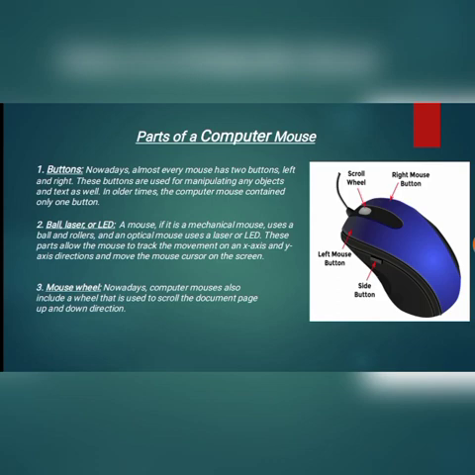In older times, the mouse contained only one button, ball, laser or LED. A mechanical mouse uses a ball and rollers, and an optical mouse uses laser or LED. These parts allow the mouse to track the movement on the x-axis and y-axis directions and move the mouse cursor on the screen. Mouse wheel. Nowadays, computer mice also include a wheel that is used to scroll the document page up and down. Beside is a picture of the parts of the computer mouse.